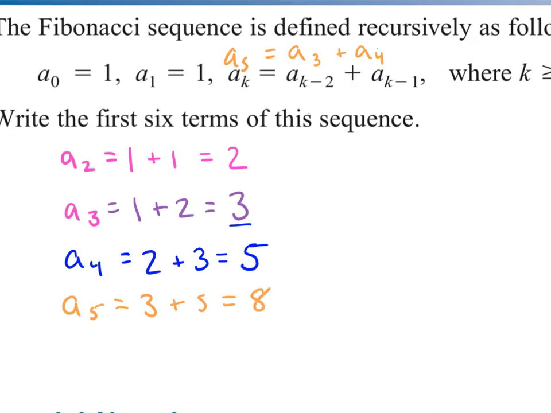8. All right, and last one, a sub 6. So we plug in 6 for k. So this is a sub 4 plus a sub 5. So 5 plus 8. What's 5 plus 8? 13. So our first 6 terms of the sequence are these.